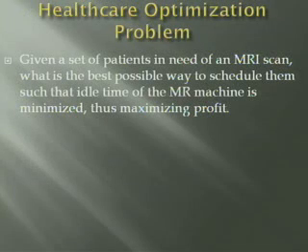So the main optimization problem that I've dealt with this summer is, given a set of patients in need of an MRI scan, what is the best possible way to schedule them such that idle time of the MR machine is minimized, thus maximizing profit? Obviously, this is a simplified version of the real-world problem at hand.